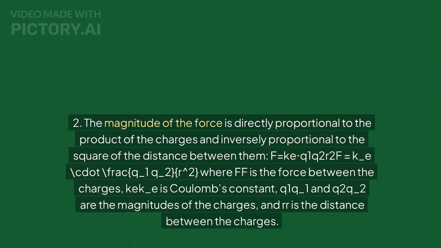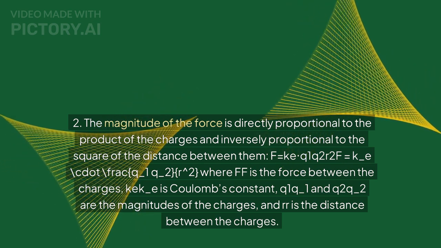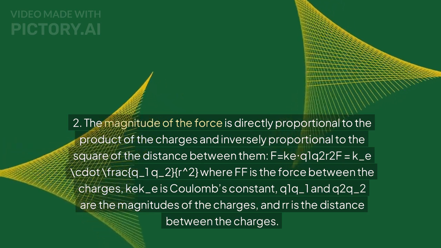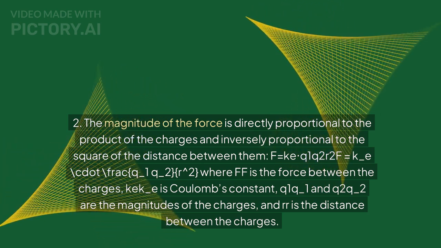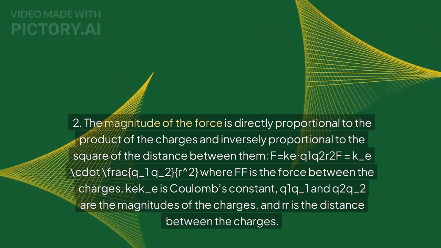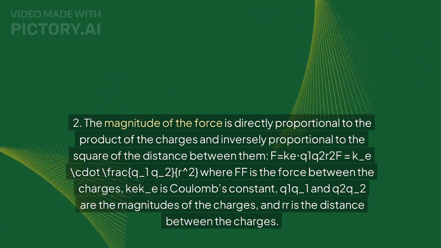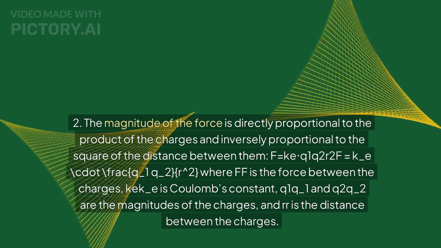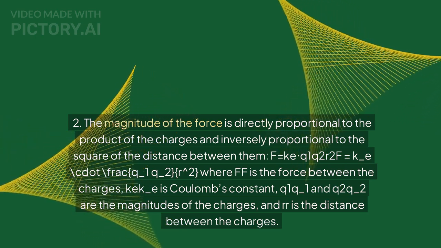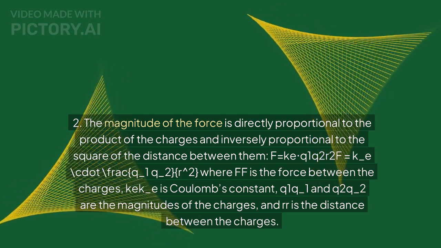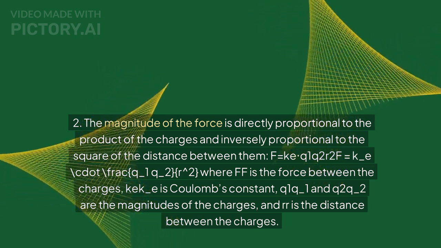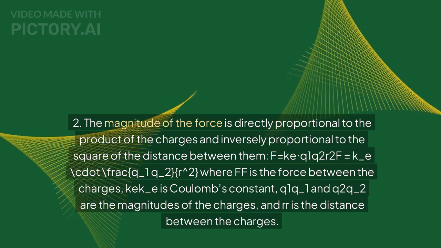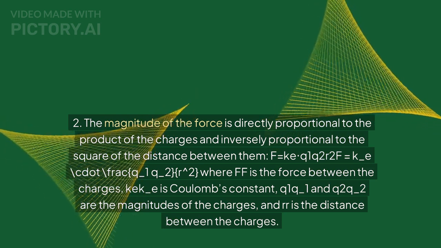F = k_e · (q1 q2) / r², where F is the force between the charges, k_e is Coulomb's constant, q1 and q2 are the magnitudes of the charges, and r is the distance between the charges.